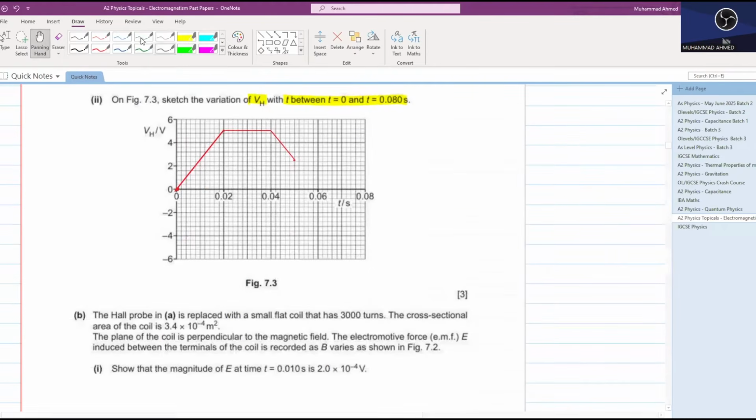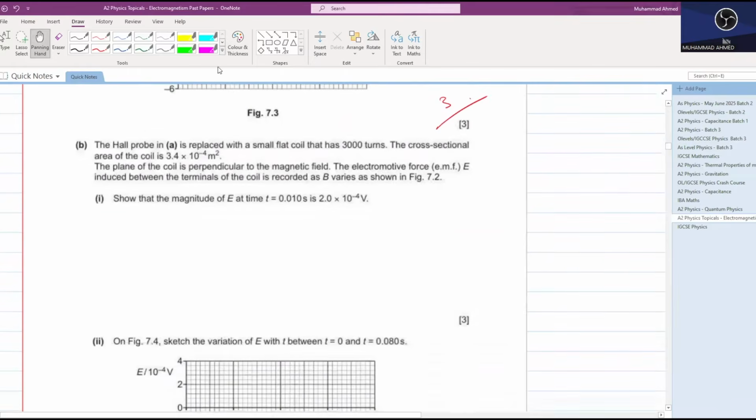Let's see, let's draw it like this. Somewhat like this. It will be a horizontal line. Okay, so something like this. Something along these lines. Yeah, so this is how your whole Hall voltage graph will be. This is how you will get the answer.